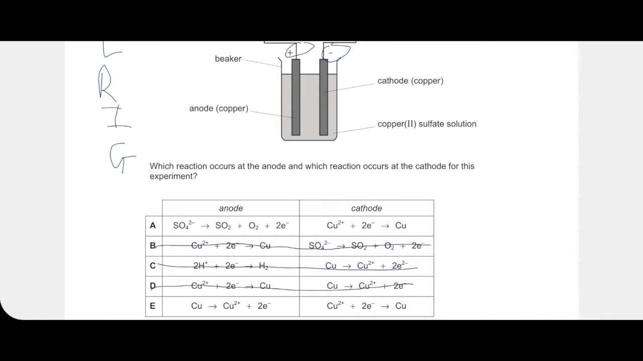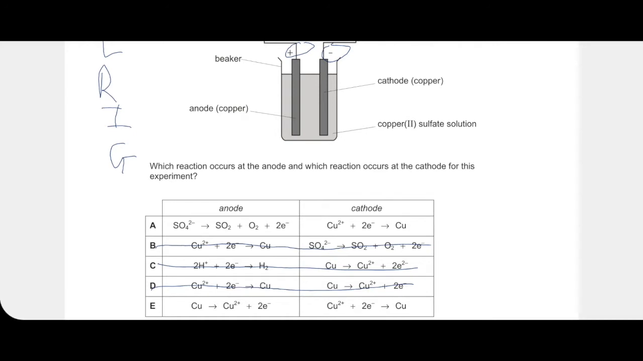Now, let's focus on the anode. As I mentioned before, both electrodes are made out of copper. And in this system, we need to replenish the copper ions that are in the copper(II) sulfate solution. And we also need to replenish the electrons that are being used by the cathode. So, how do we do this?